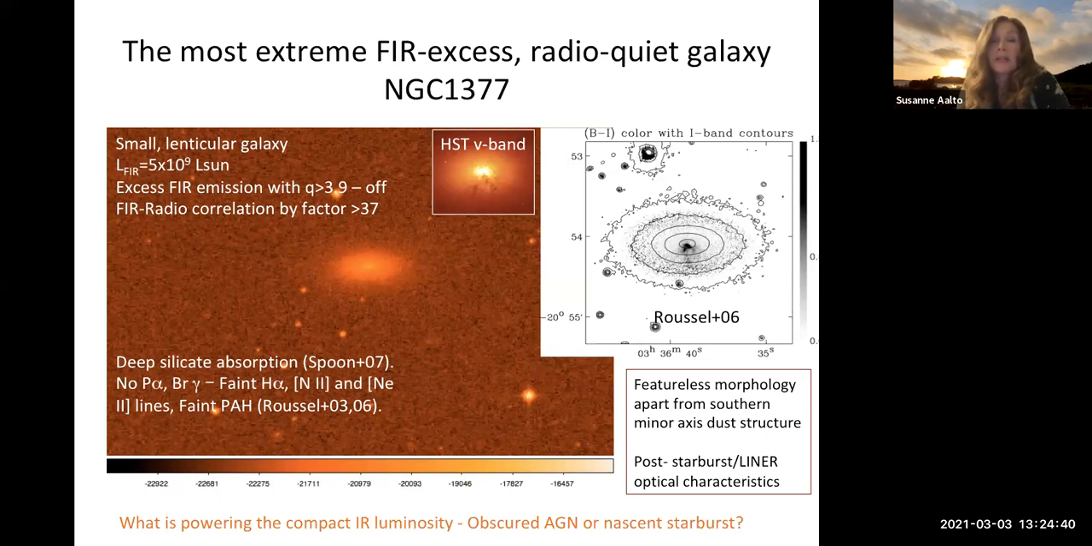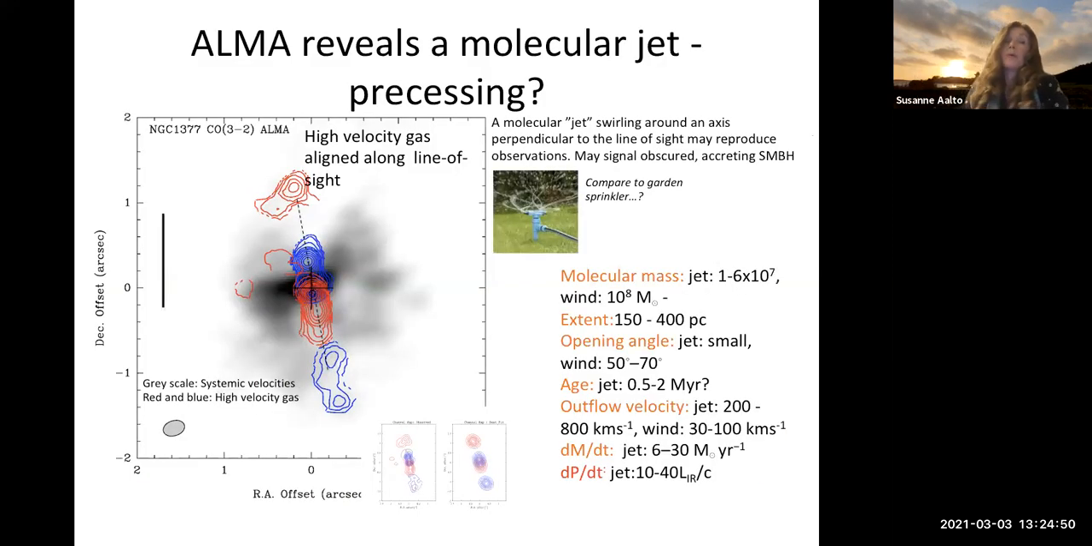What's driving the energy and luminosity of these galaxies has not been known. It's been discussed, buried AGN and or a nascent starburst. What we found when we looked at this object with ALMA was something very surprising. We found that the high velocity gas from this dusty object was shaped or organized in a form of jet like this, and also where we have very clear velocity reversals along the axis of the jet. This can be modeled very easily as a swirling jet, a precessing jet. But of course, this is not the only possible explanation, but it is the one that's the simplest to model.